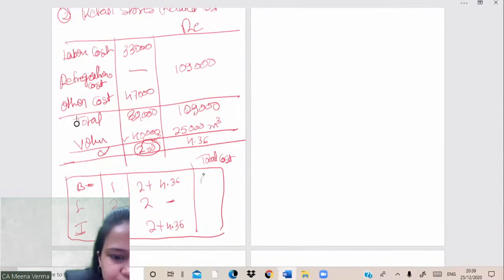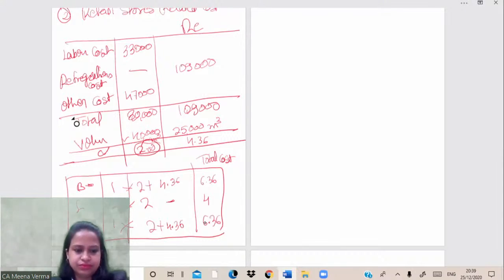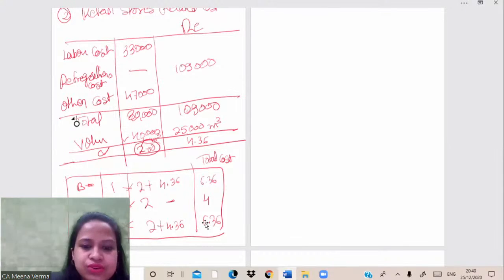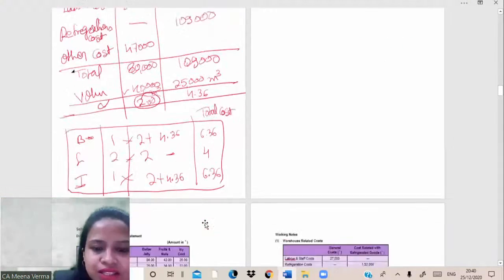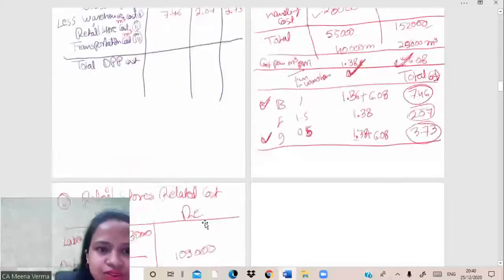What is this here? 6.36. This is 4, multiply them with time. This is again 6.36. Okay, so in this way you will get the total cost. You will get the total cost for this retail store.